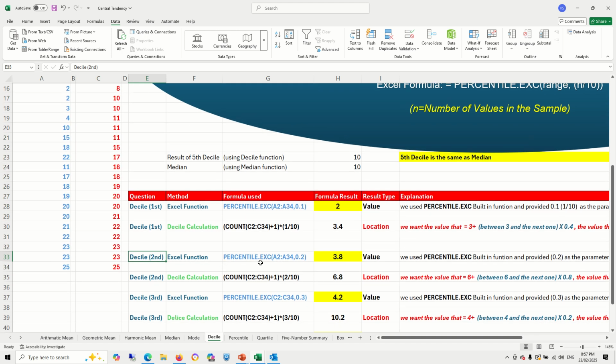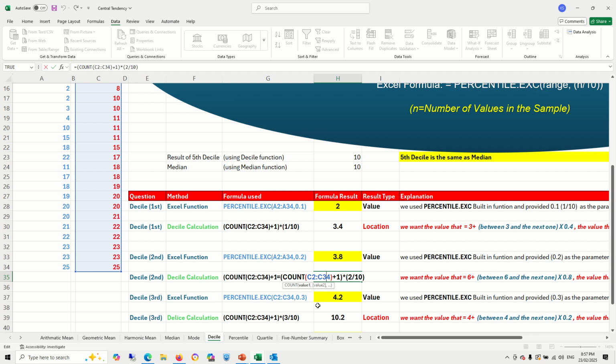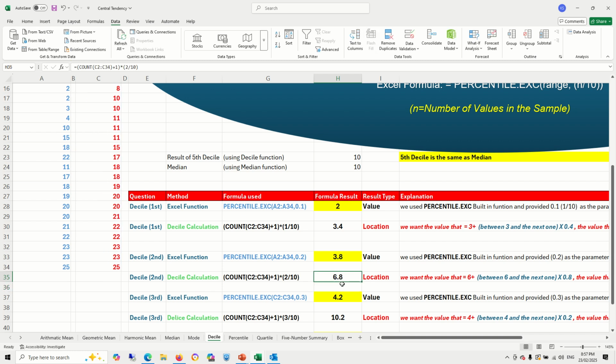Now let us look at the second decile. We apply the same Excel formula for percentile, then we will get 3.8 as a result, as a value, not as a location. When we apply the decile calculation, it will give us 6.8. The result will be, as you see here, equals count, then highlight all cells plus 1. It means the number of values plus 1. Then multiply by 2 divided by 10, because we want the second decile. The location result will be 6.8.